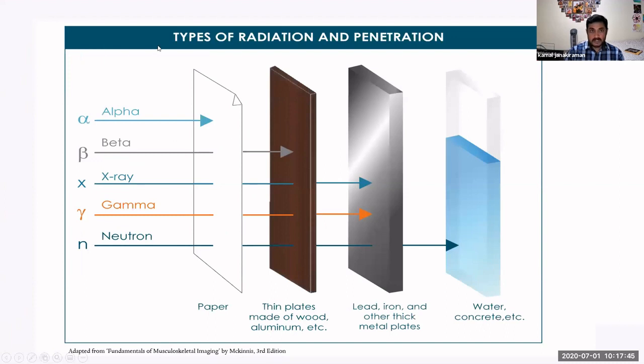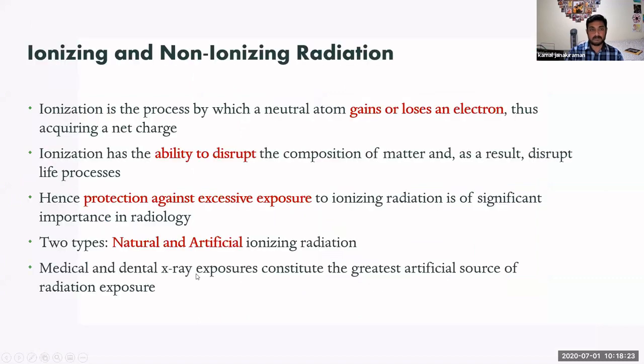So, the types of radiation and their penetration. Here the picture shows how far each radiation can penetrate. For example, alpha rays can pass only up to the paper, whereas beta rays can pass through the paper up to the wood. The X-ray can pass paper, wood, aluminium, and goes up to the lead. The gamma rays go to the same level of penetration, whereas the neutron can pass up to water or concrete. So these are the various types of radiation and their penetration levels.